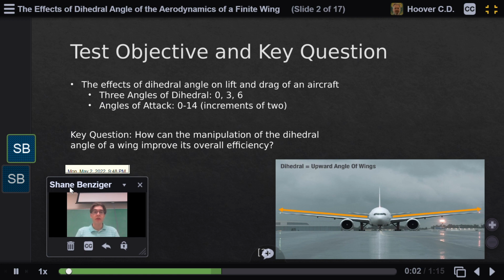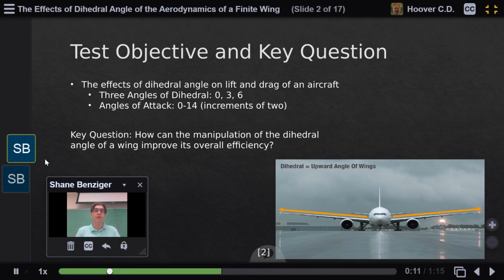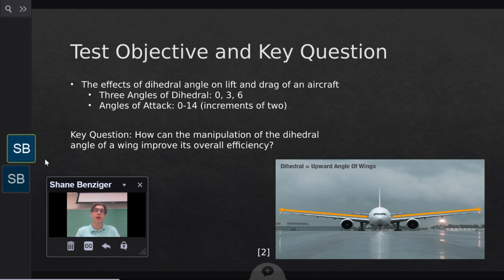The objective of the following test was to analyze how the lift and drag of an aircraft are affected by a dihedral angle. 3 models were created using SolidWorks and printed using a 3D resin printer to ensure durability during wind tunnel testing. One model featured a dihedral angle of 0 degrees, while the other 2 had angles of 3 and 6 degrees. Each model was tested at angles of attack ranging from 0 to 14 degrees with increments of 2 degrees. Overall, the key question this test attempts to answer is how can the manipulation of the dihedral angle of a wing improve its overall efficiency?